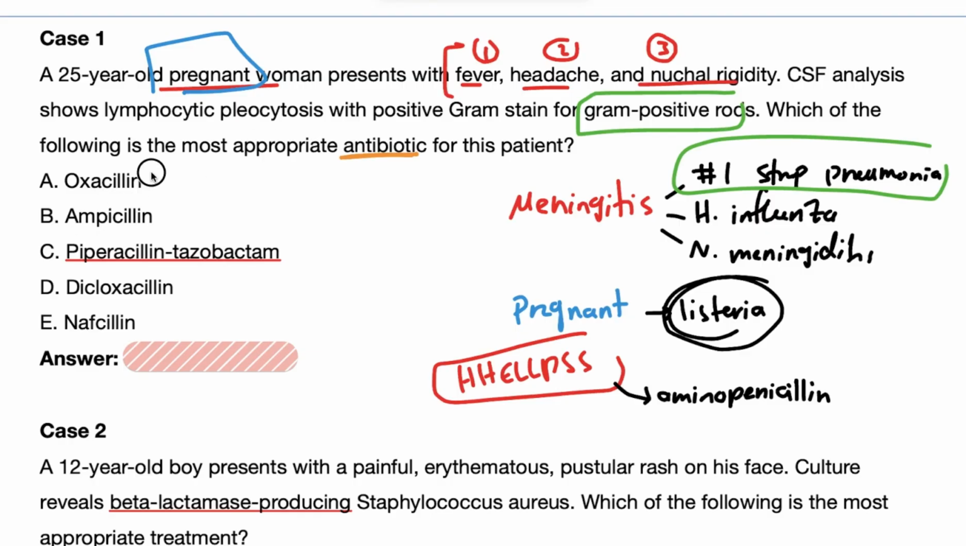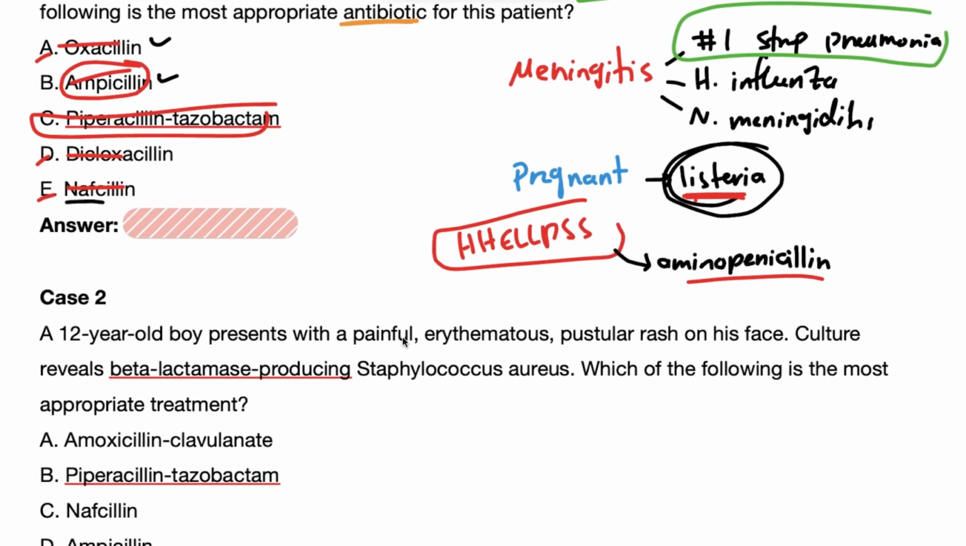We have Oxacillin, Ampicillin, Penicillin, tazobactam, Ticarcillin, and Nafcillin. Now, look at all of these guys here. Oxacillin, Ticarcillin, and Nafcillin are resistant ones, and they have a very narrow spectrum, and they're mostly used for skin infections. So we're going to cancel these out. This we said that is mostly for Pseudomonas infection, so we're only left with Ampicillin, which is an aminopenicillin, and within its spectrum is the treatment of Listeria.